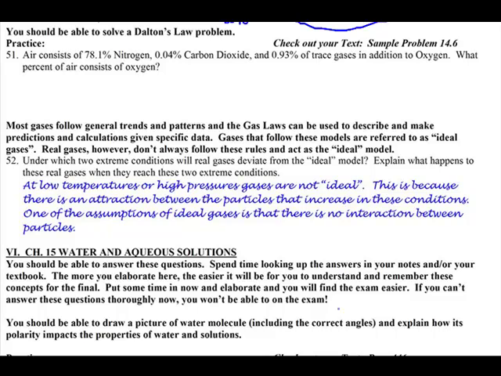Alright, 51 is basically a Dalton's law problem. So it says that air consists of 78.1% nitrogen, it gives you the carbon dioxide and gives you the trace gases, and then it says in addition to oxygen, so oxygen's also in there. And it basically asks you to figure out the percent of air that consists of oxygen. So you know the whole thing is going to equal 100%. You know that all the air is made up of nitrogen plus CO2, put an N2 there, it's diatomic, trace, which is a bunch of other gases in small amounts, and oxygen. So those are all our components that make up air, and it makes up the 100% of air.